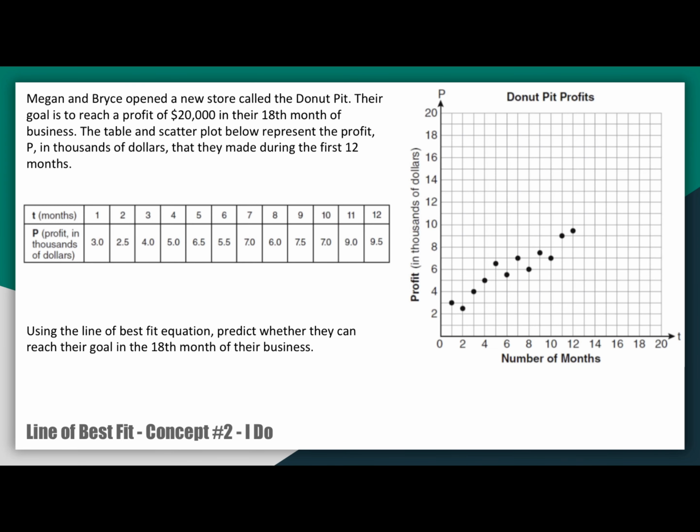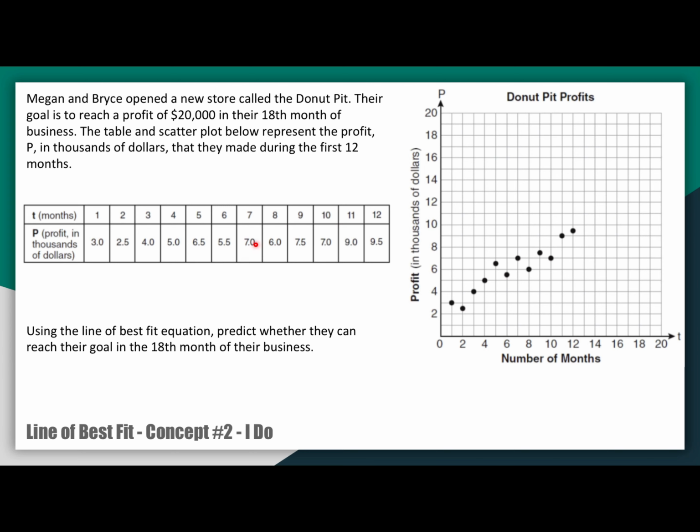Okay, in this problem, we have Megan and Bryce open a new store called the Donut Pit. Their goal is to reach a profit of $20,000 in their 18th month of business. The table and scatter plot below represent the profit P in thousands of dollars that they made during the first 12 months. So here we have that first 12 months data, okay? And if you look at that, the profit is kind of going up, but we see some months it goes down, right?